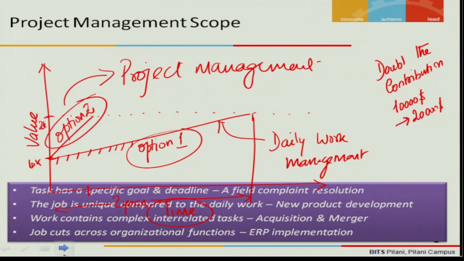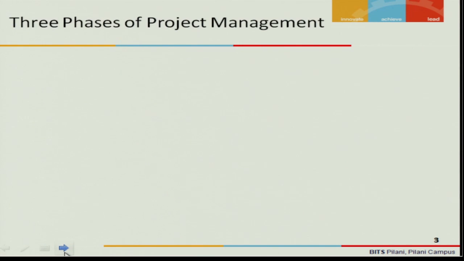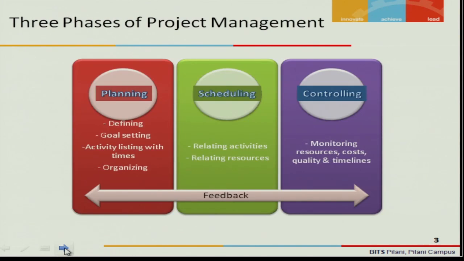Every single function is involved in the implementation. So for such a complex project, wherein you cut across the organizational functions, you will use a project management approach. Okay, so let us move on to understanding it still better. Project management as a starting point has three broad phases. Those three phases are planning, scheduling, and controlling. These are all the three broad phases of project management.